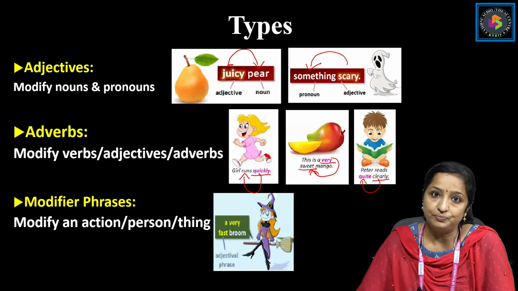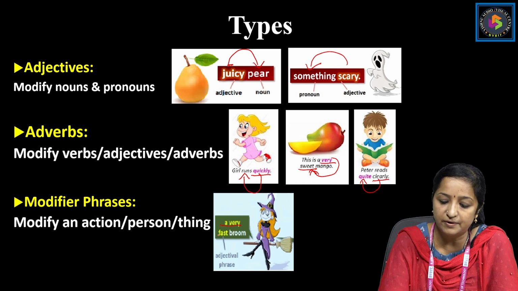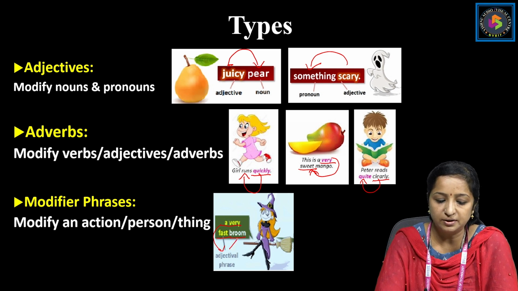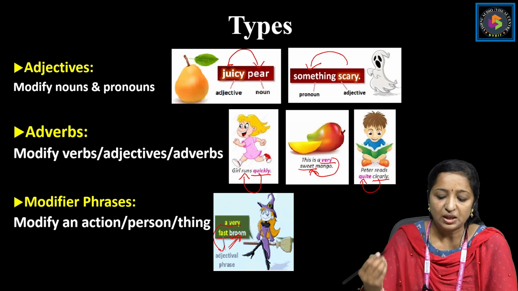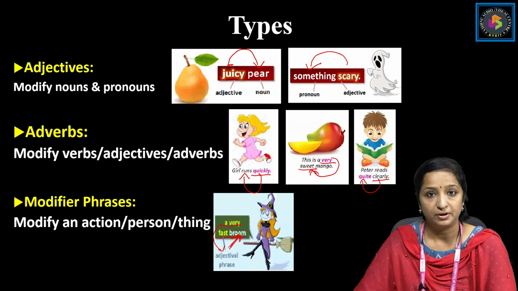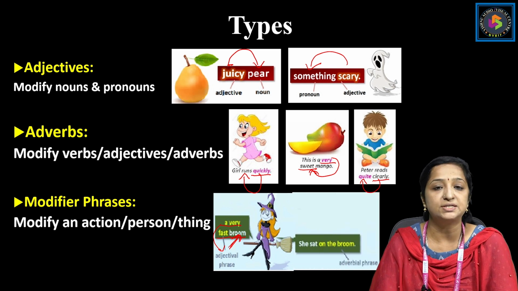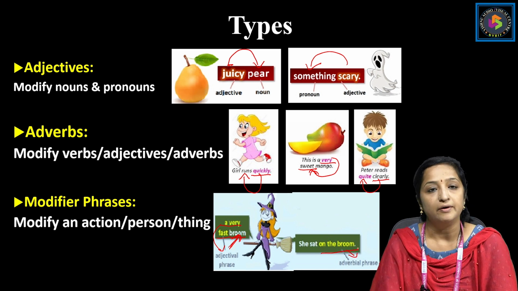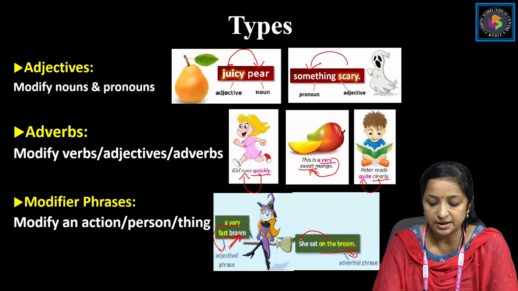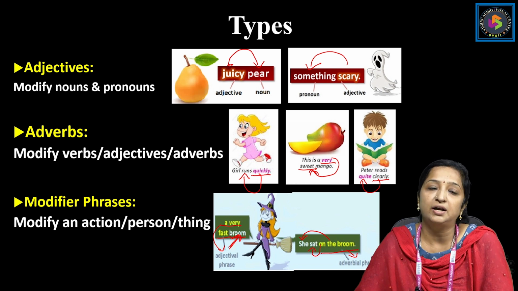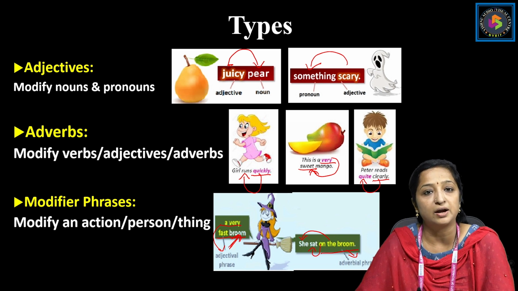A very fast broom. Here we can see a very fast is an adjectival phrase and broom is a thing. So here the adjectival phrase is modifying a thing, that is a broom. The second example is she sat on the broom. Here on the broom is an adverbial phrase where it is modifying a person, that is she, as well as a verb or an action, that is sat.